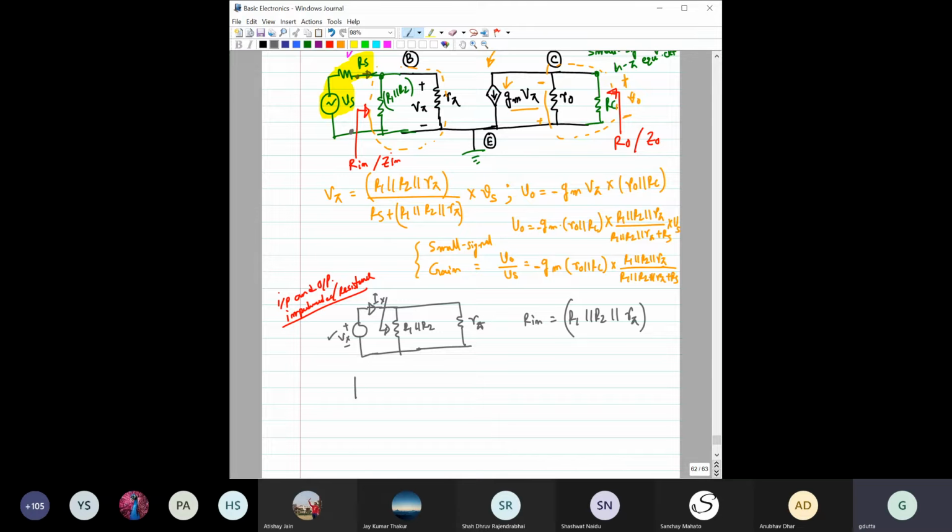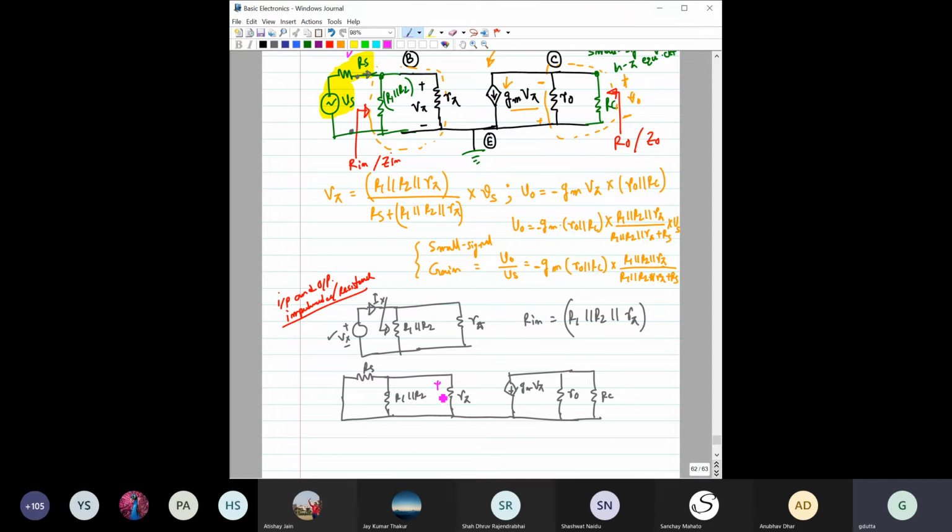Voltage source. So basically then you have a short circuit here, then you have an RS here, then you have this R1 parallel R2, then you have this R pi, then you have here this gm V pi. I am just drawing the complete circuit first. Then it is R naught. Then you have this RC, right? Then it is quite straightforward.